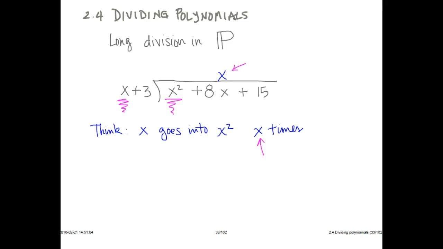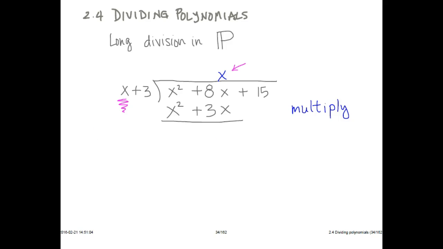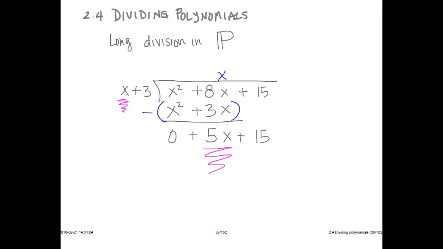So with my careful alignment, I put this x over that x because they both have the same exponent, which is 1. I multiply. I subtract, and this is what I get. I'm always going to have 0 in the first column here. And then I bring down the next column and look at the first two terms of the polynomials that I have and do the same thing. X goes into 5x 5 times.